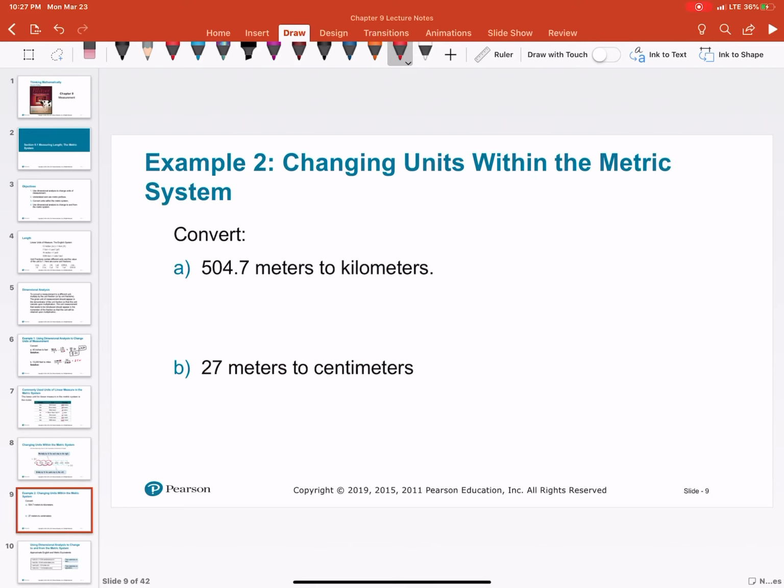So let's look at this. We've got 504.7 meters, and we're trying to go to kilometers. So we're going to move the decimal 3 spots. When we move it 3 spots, we're going to end up here. So we moved it 1, 2, 3. So it's going to be 0.504 kilometers.